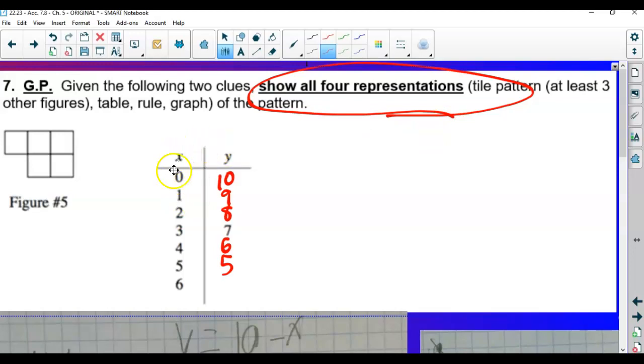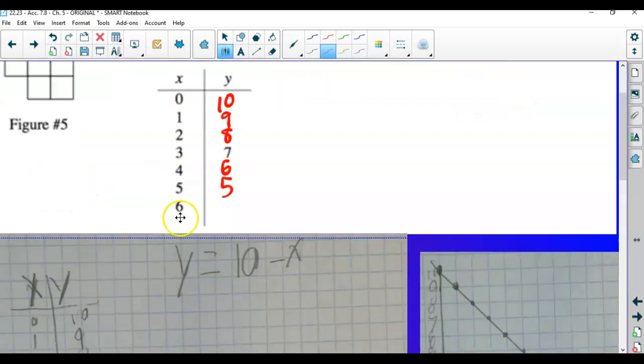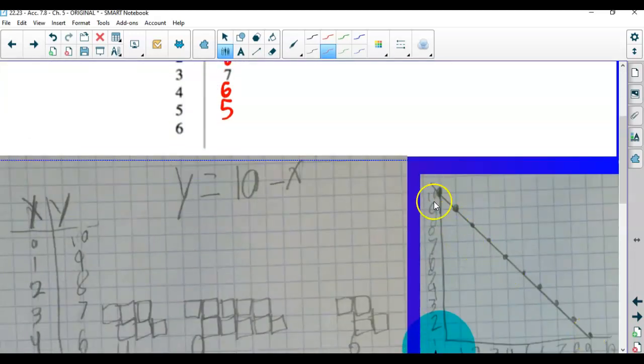Yes. So the table, like finishing the table, right? The tile pattern, like showing it visually, the equation, and the graph.